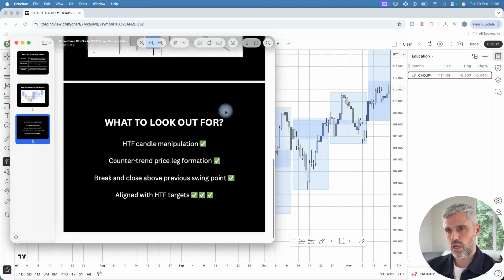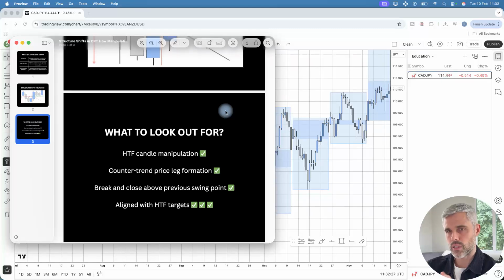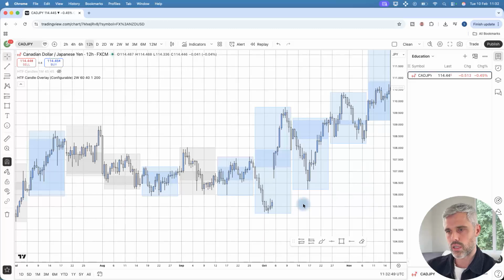What to look out for on the charts? Higher time frame manipulation. Always, always, always. Then we're looking for counter trend price leg formation. So firstly an order block, then order flow, then market structure shift, which is a break and close above a previous swing point. And again, we always need to align with higher time frame targets. So let's look at a couple of examples on the charts.